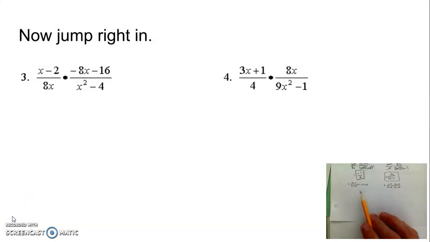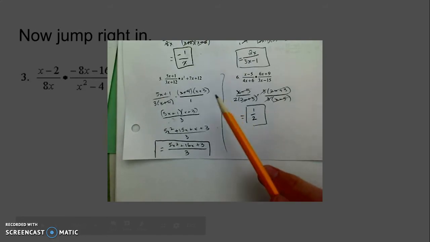You go ahead and try and work out examples number 5 and number 6. Come back and we'll check our answers together. All right, if you're ready, let's take a look at your work.